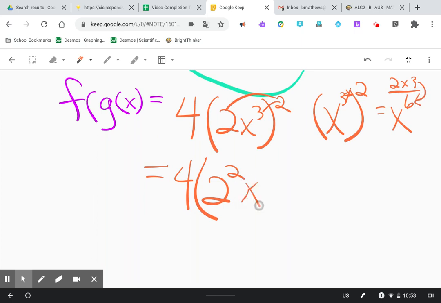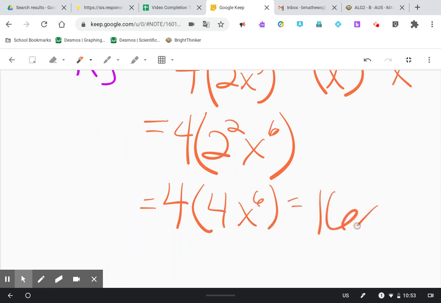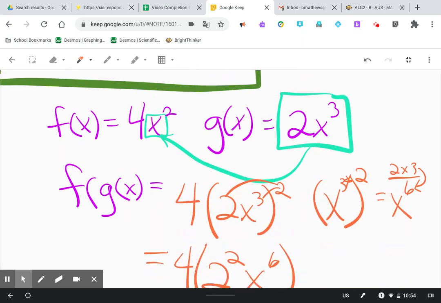So x to the 6th. Then we go to the next step, and I get 4 times 4x to the 6th. 4 times 4 is 16, x to the 6th, and that would be the final answer for this composition.